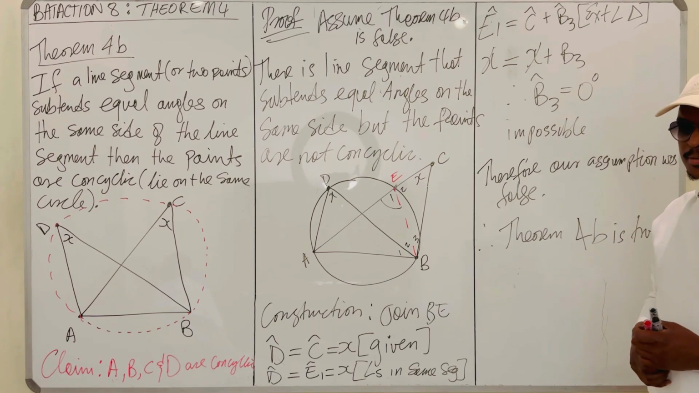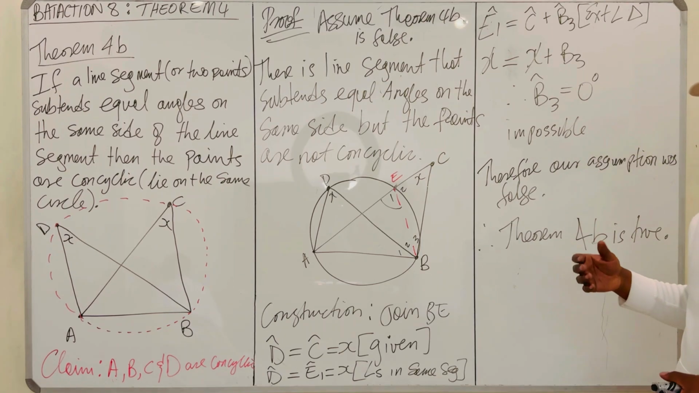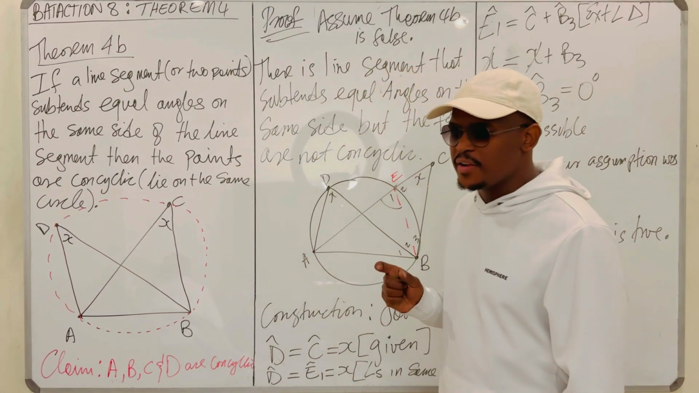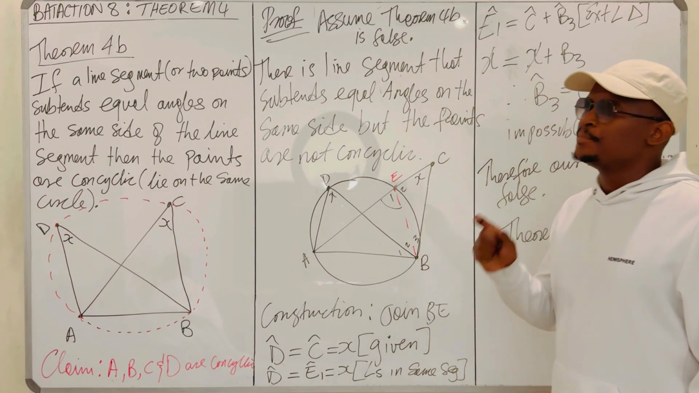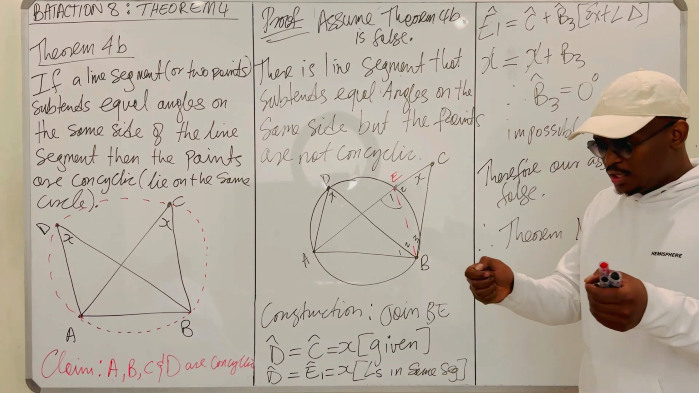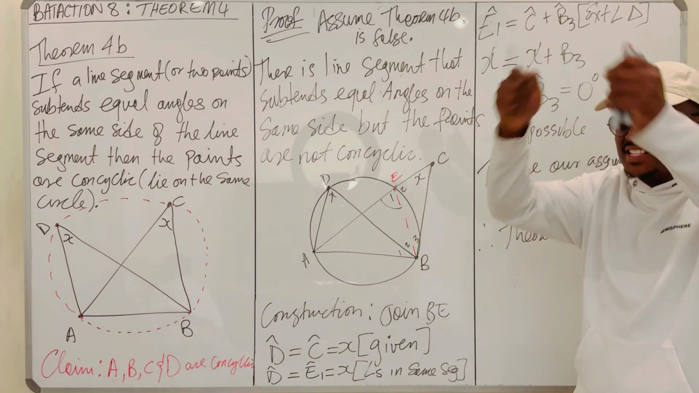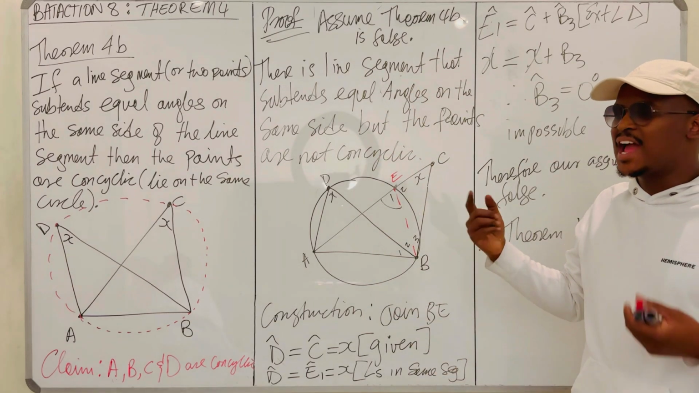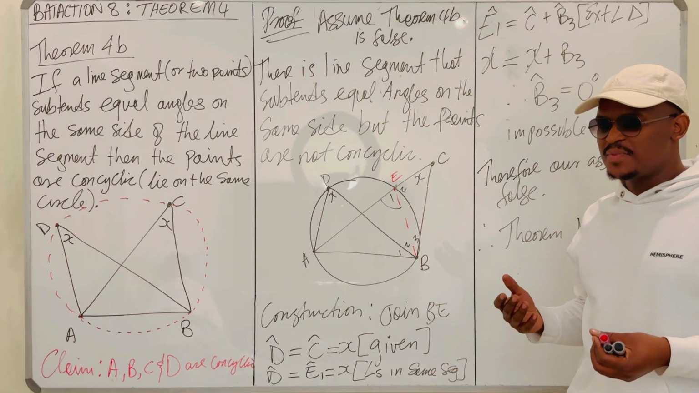Do you guys understand? Yes. Fine. So, what I want you to take, I don't need you to know the proof, but what I want you to take away from this is that if a line segment joining 2 points subtends equal angles on the same side, all those points are concyclic, which is they lie on the same circle. Are you with me?